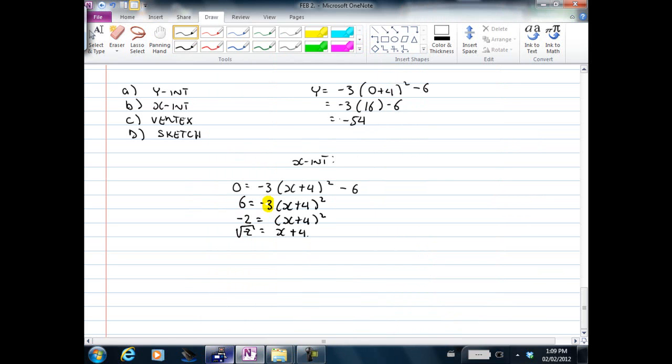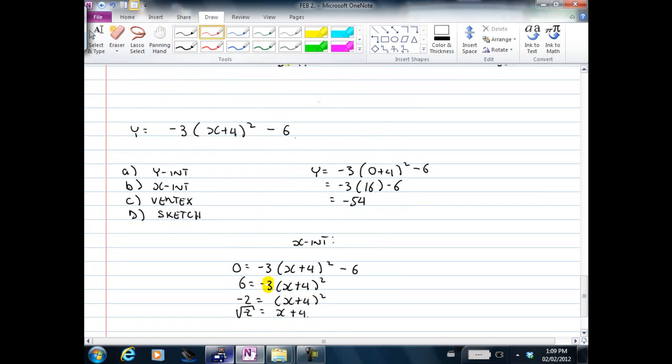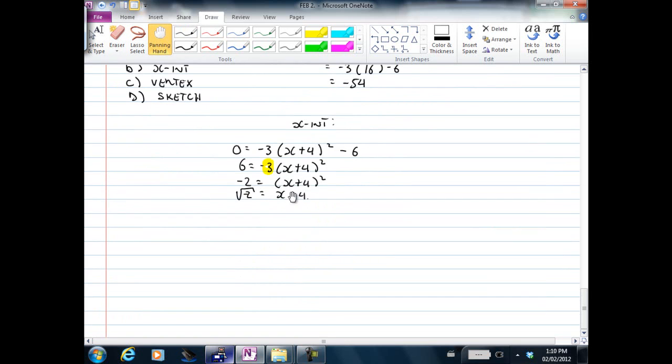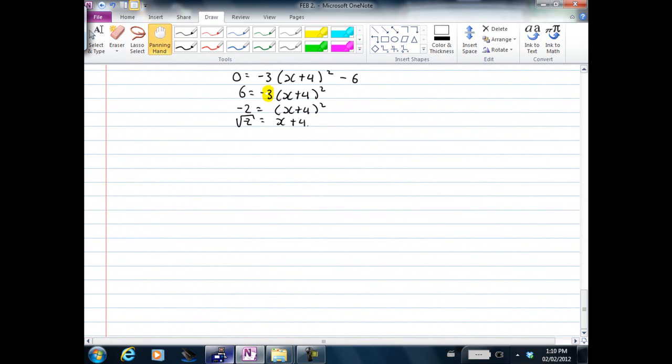How many x-intercepts are there in your graph? None. If I ask you to draw a rough sketch of this right now, without even thinking about anything else, the graph is facing upside down, with vertex at negative 4, negative 6. Look, it's never going to cross the x-axis. That's why it's impossible for you to have an x-intercept. So x-intercept, none. My vertex will be at negative 4, negative 6.